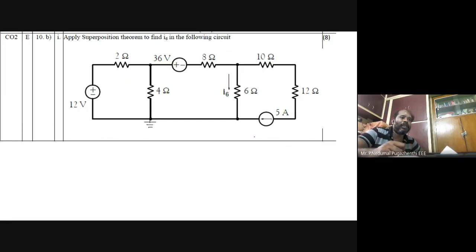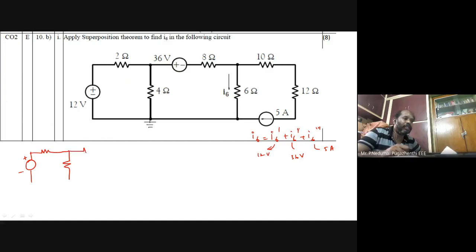So what I will do, I will write I6 is equal to I6 dash plus I6 double dash plus I6 triple dash. This I6 dash is because of this 12 volt. This I6 double dash is because of this 36, and this triple dash is because of this 5 ampere current source. So I have to draw 3 different cases. I will go one by one. So I will eliminate the others based on short circuit.